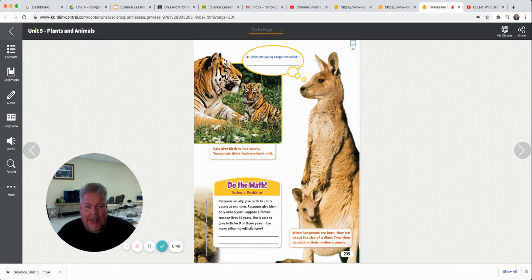Well, this is the multiplication we've been working on. If she had 3 every time, we'd have 9 times 3, which is what? She could have 27 babies in her lifetime. Or if she had 5 every time, she'd have 9 times 5. She might have 45 babies in her lifetime. It's a lot of babies. A lot of cute little baby raccoons.